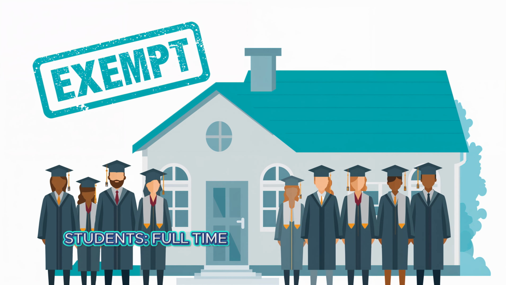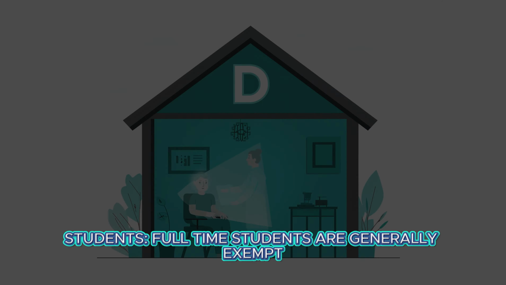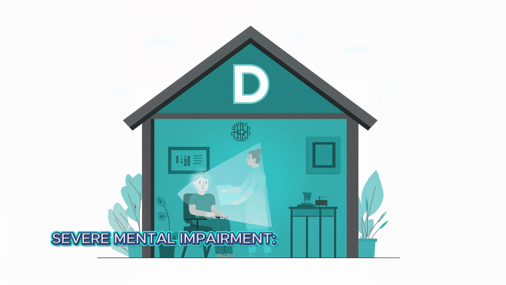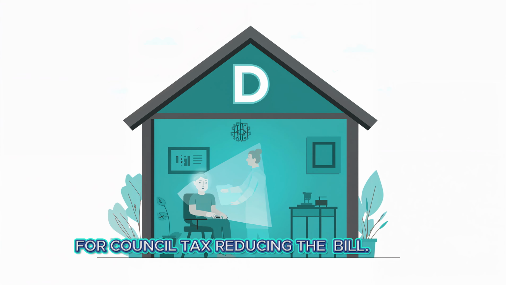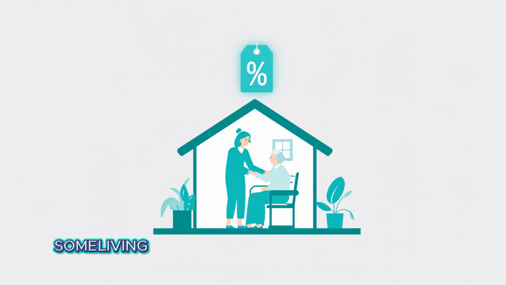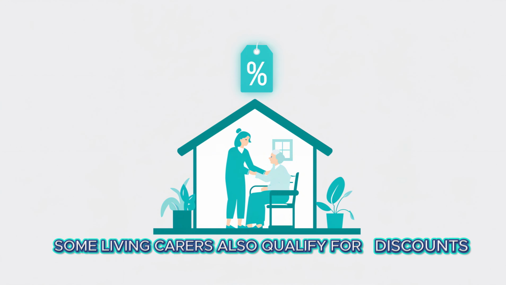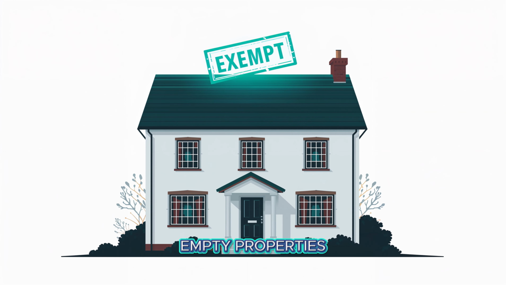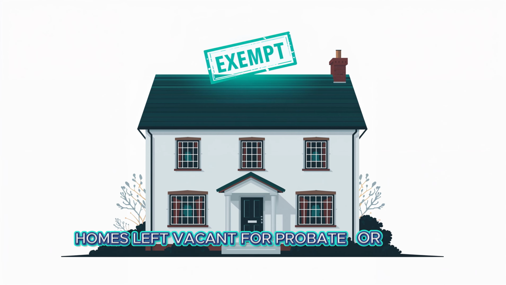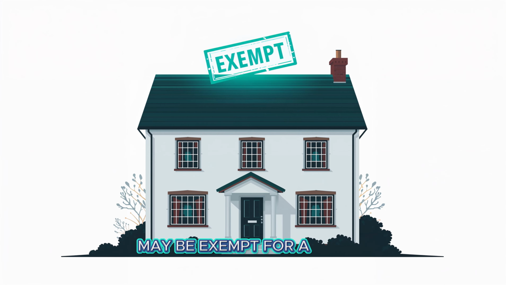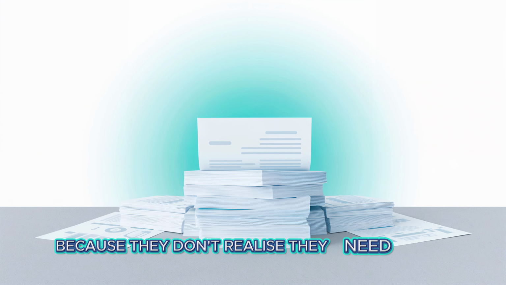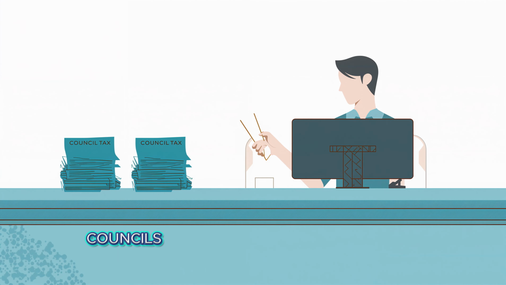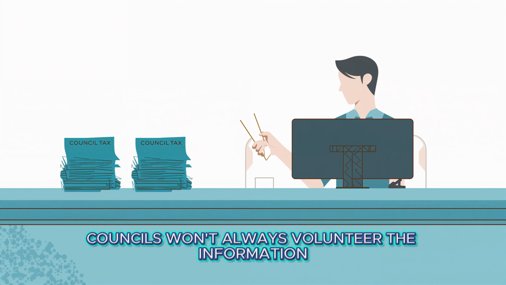Students: full-time students are generally exempt. Severe mental impairment: people with certain medical conditions may not be counted as adults for council tax, reducing the bill. Carers: some live-in carers also qualify for discounts. Empty properties: homes left vacant for probate or other reasons may be exempt for a period. Many households miss out on these because they don't realize they need to apply. Councils won't always volunteer the information.